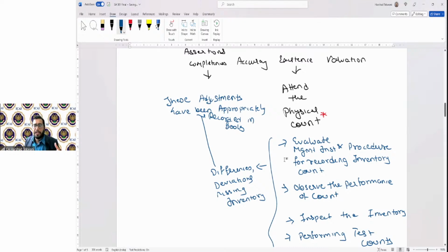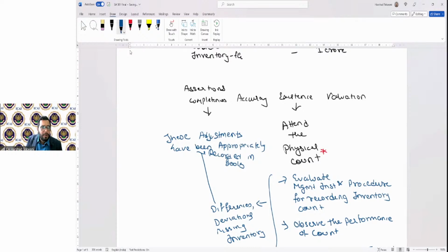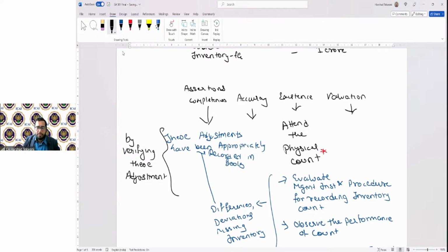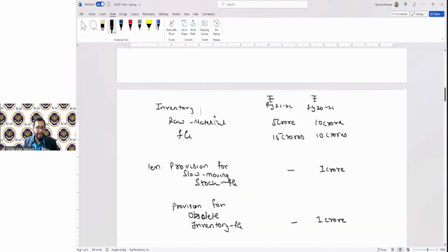This will give me comfort over the completeness, because by this way I can ensure the inventory which is appearing in the books of account is complete. Existence by attending the physical count, and by verifying these adjustments, I can get the comfort over the completeness. Again, accuracy I'll get by this way only, I'll perform the count. Valuation, very important. When I go for the valuation, I'll check the accounting policy, cost or NRV. Like this way, I'll perform some procedures to gather the evidence for the inventory.